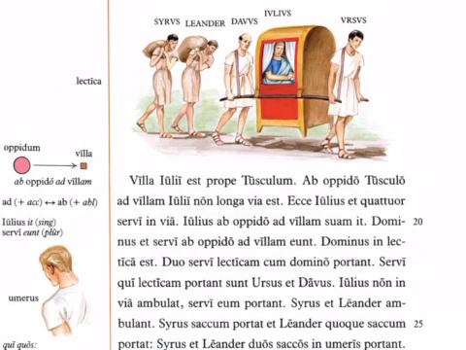Villa Julii est prope Tusculum. The villa of Julius is near Tusculum. Ab opido Tusculo ad villam Julii non longa via est. From the town Tusculum to the villa of Julius, the road is not long. Ecce Julius et quattuor servi in via. Look, Julius and 4 slaves on the road. And we can see them in the picture.